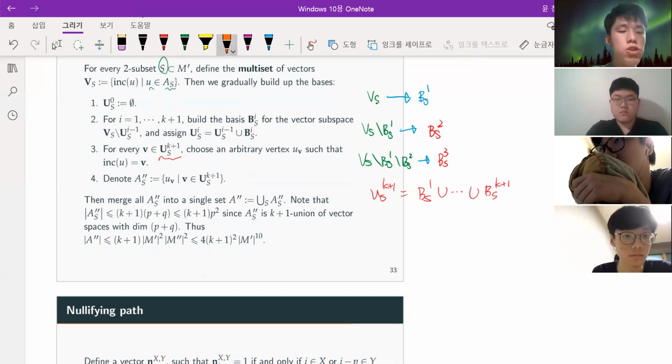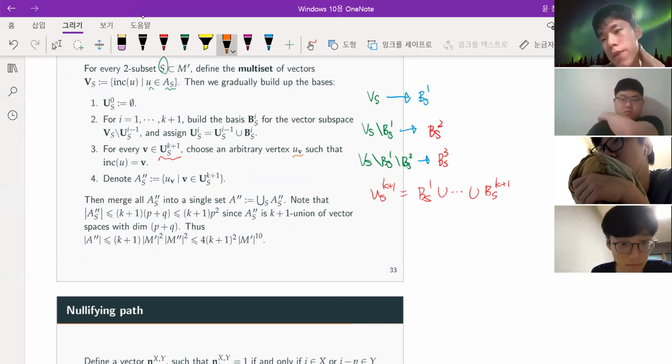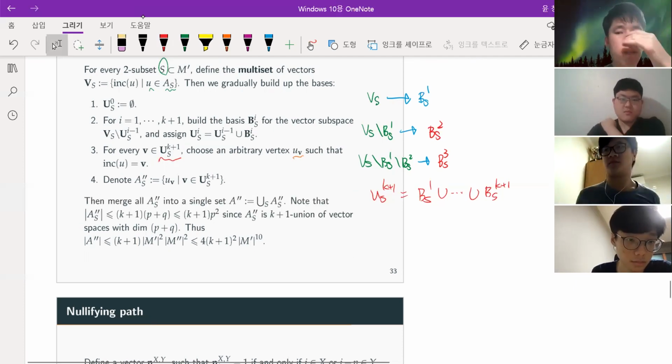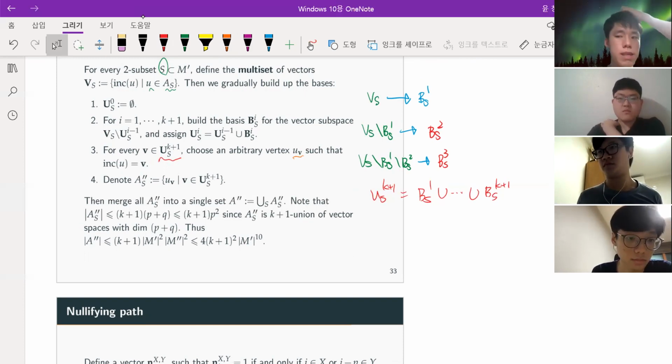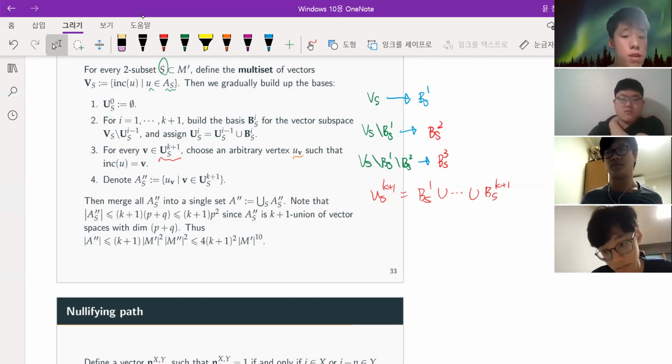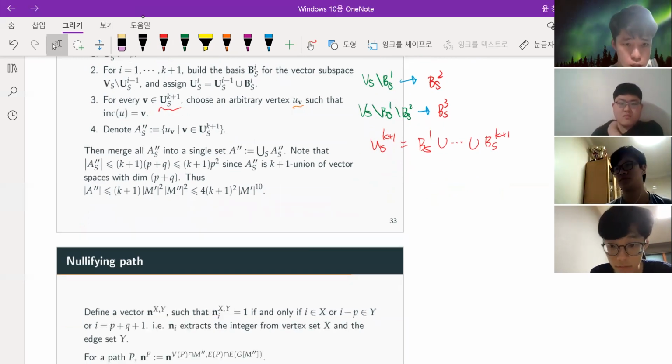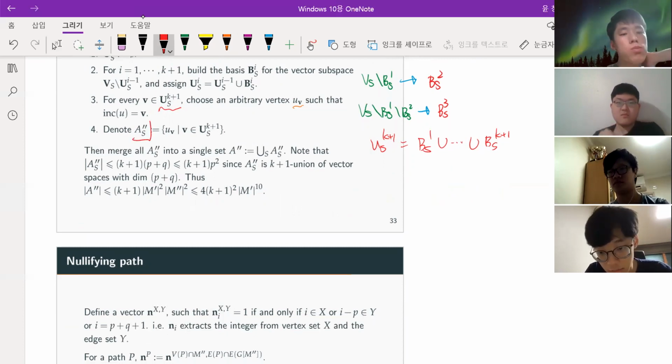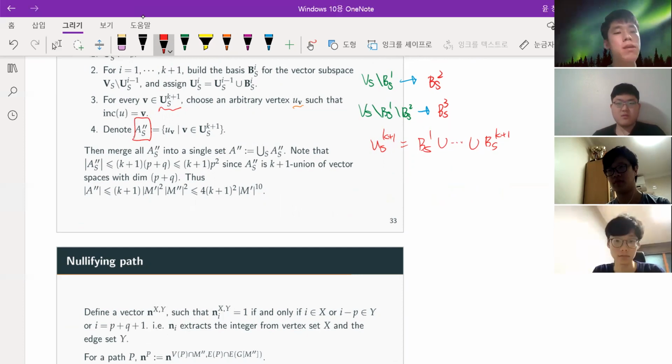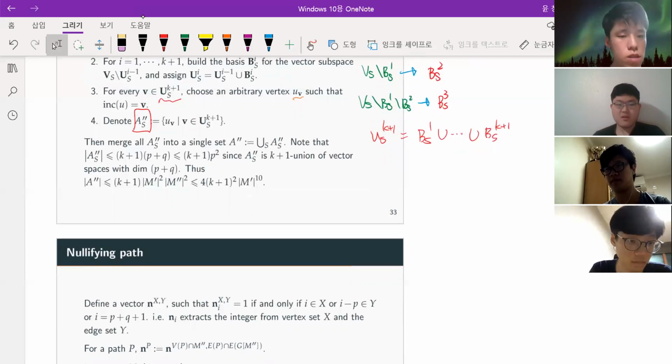So for each occurrence of V in US K plus 1, we may choose an arbitrary vertex UV such that the incidence vector of U equals V. So we call this U subscript V. The existence of U subscript V is trivially guaranteed. And denote the vertex set AS double prime as the collection of UVs. Note that AS double prime is no longer a multiset, since it does not have any duplicate elements. Then merge all AS double prime into a single set A double prime. We do not know what A double prime exactly means, but at least we may estimate the size.